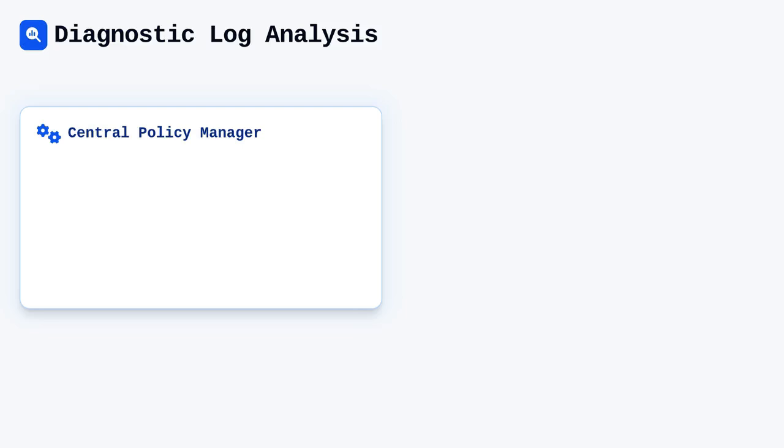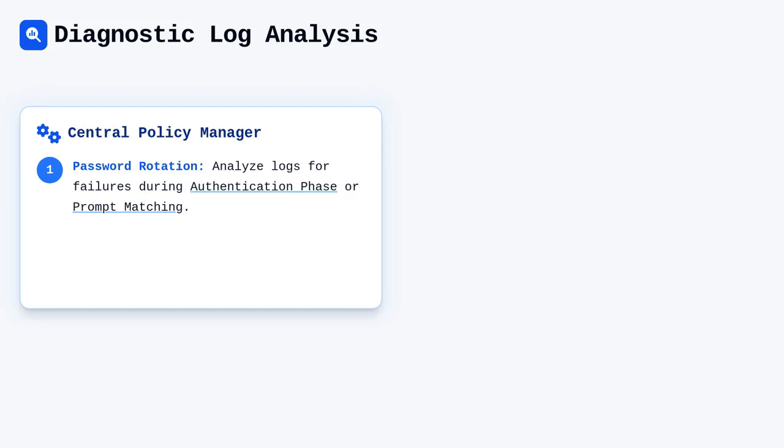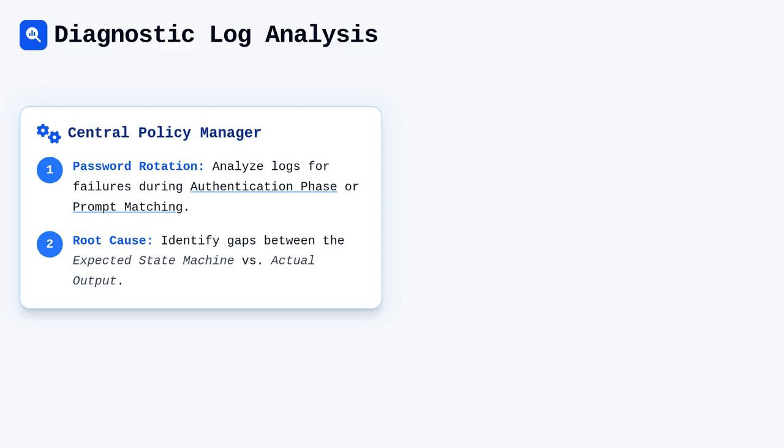The policy engine, specifically the Central Policy Manager, relies on detailed logs to describe the phases of connection and prompt matching. When a password rotation fails, the console logs serve as our primary source of truth, detailing whether the failure occurred during the authentication phase or if the engine stalled while waiting for a specific prompt from the target device. You should look for discrepancies in the expected state machine versus the actual output captured in these diagnostics.